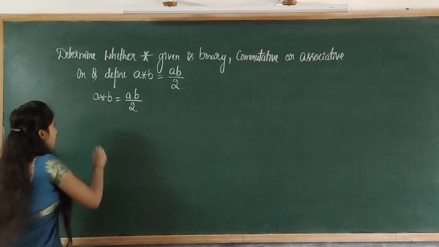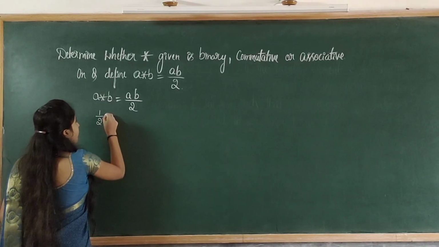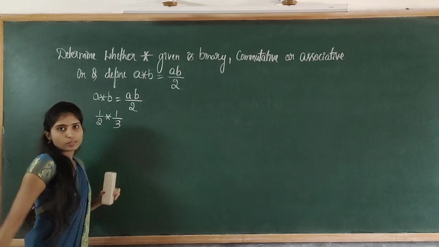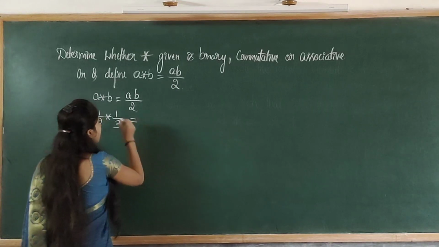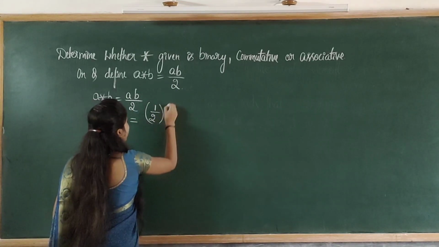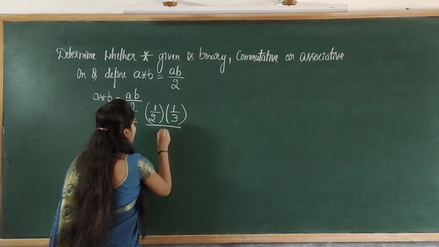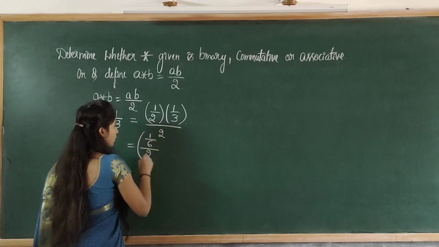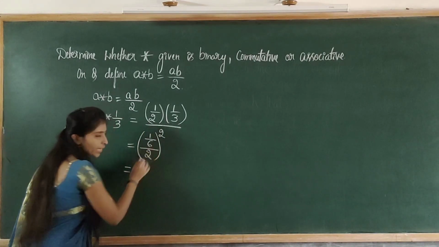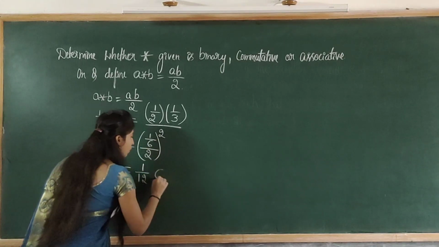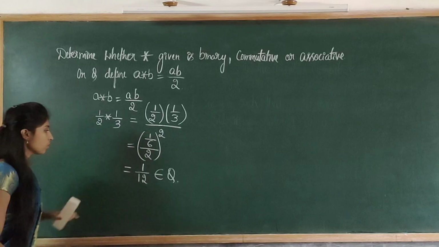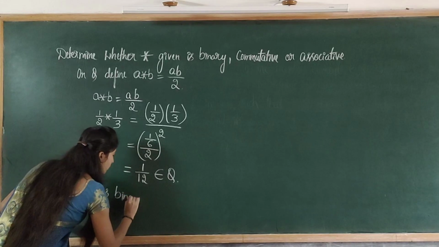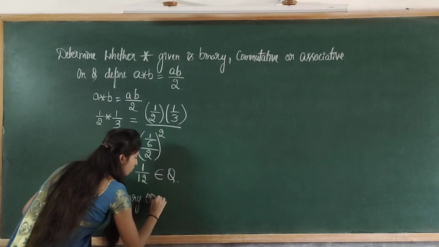I will consider A as 1 by 2 and B as 1 by 3. 1 by 2 star 1 by 3, I will consider here, that is 1 by 2 into 1 by 3 divided by 2. Then what will I get? 1 by 6 divided by 2, I will get 1 by 12, right? So 1 by 12 belongs to the rational numbers. Therefore star is a binary operation. Okay, star is a binary operation.